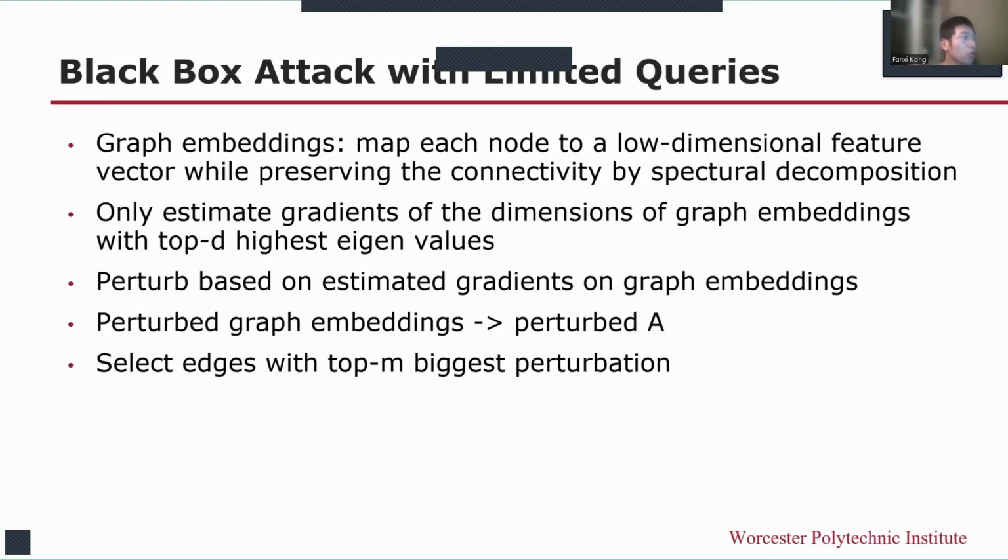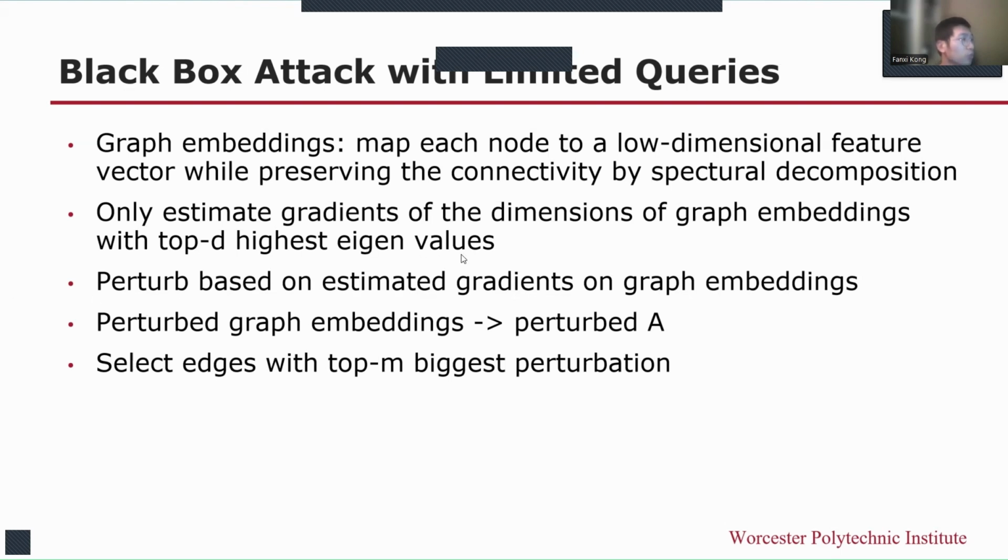Okay, so now you know what graph embedding looks like, and how to get it from spectral decomposition. And since it is a low-dimensional feature vector, naturally we can think of attacking the graph embedding instead of directly attacking the adjacency matrix. That way we have less dimensions to attack, to estimate. So we only estimate gradients of the dimensions of graph embeddings with the top D highest eigenvalues. And D is the limited number of queries.